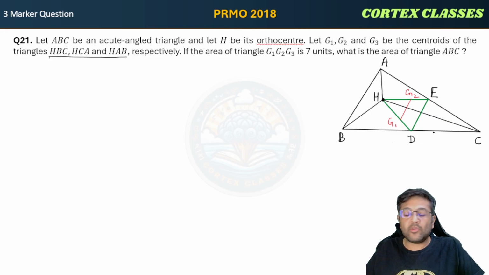So in a nutshell guys, we have to relate the area of triangle ABC with the area of triangle G1G2G3. We have to relate the two areas somehow. Let's see how we can do it.